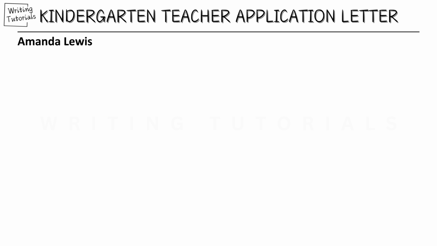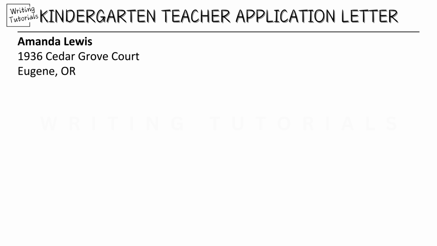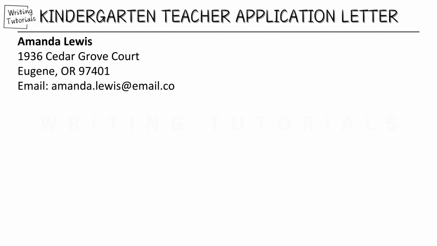We start with the sender's details at the top of the letter. This section includes your full name, your home address, your professional email address, and your phone number. This information allows the school to easily identify you and contact you if they are interested in your application. In this letter, the sender's details are written as Amanda Lewis, 1936 Cedar Grove Court, Eugene, Oregon, 97401.